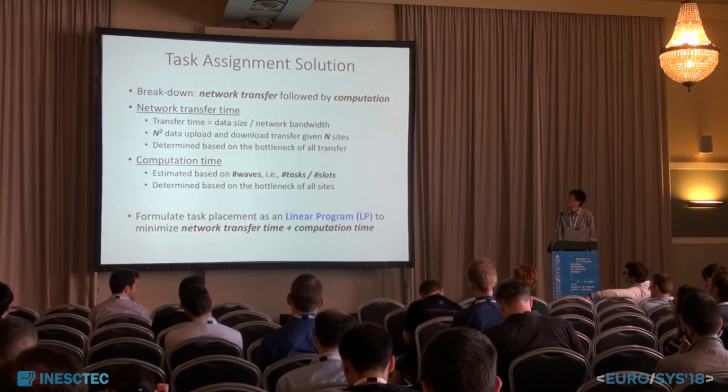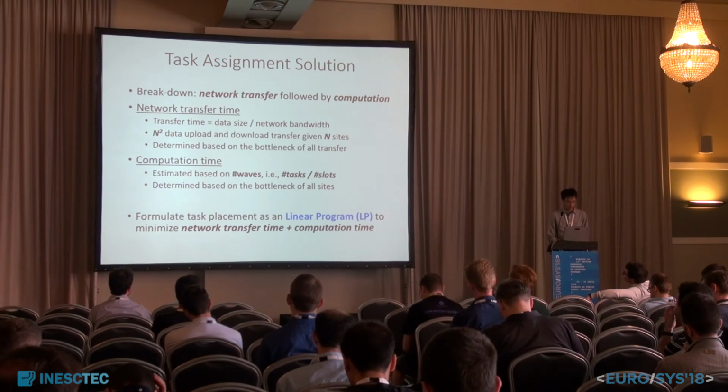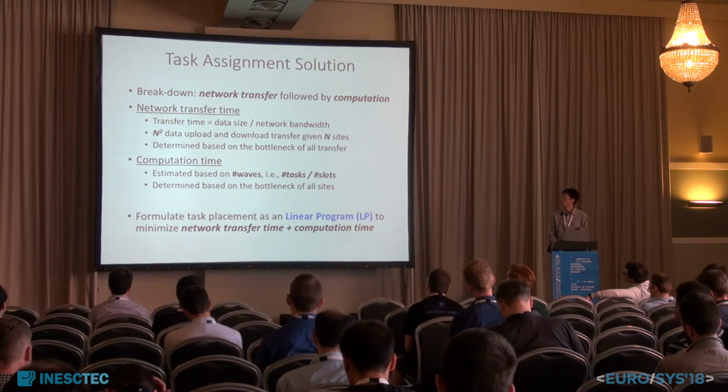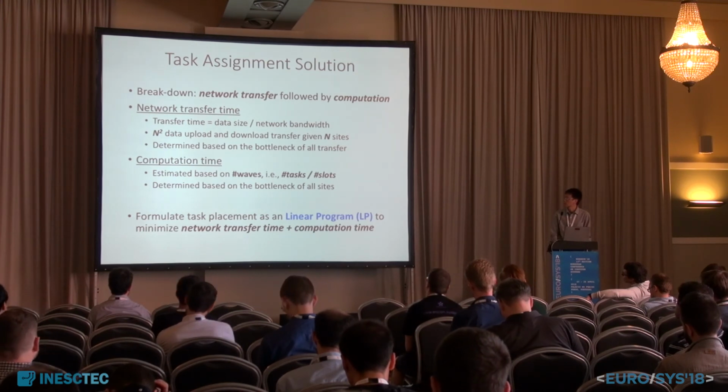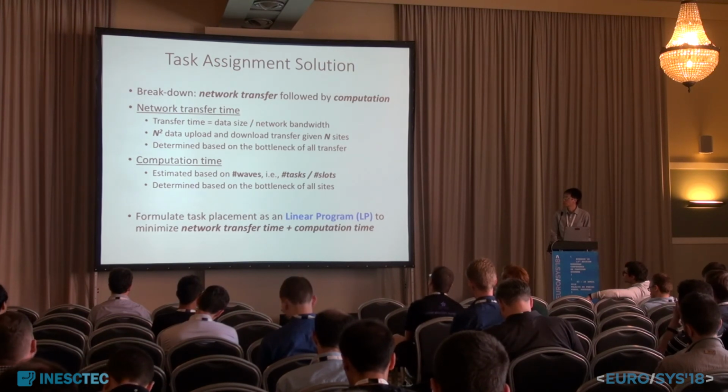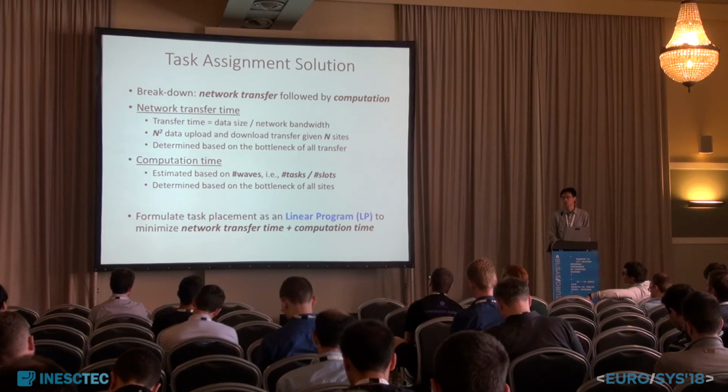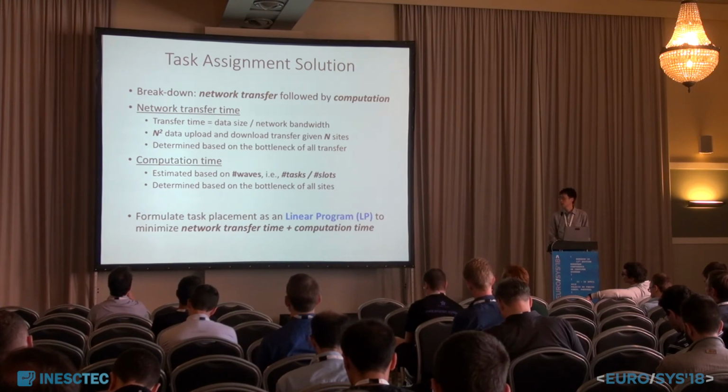So in our task assignment solution, we break down the total duration into network transfer time followed by computation time. The network transfer time is equivalent to the data size divided by the bandwidth. And given n sites in the architecture, we will have n squared data uploads and downloads. The overall network transfer time is determined by the bottleneck of all of the transfers. The computation time is estimated based on the number of waves to complete all of the tasks. The number of waves is defined as the number of tasks divided by the number of slots in each data center, and it is also determined by the bottleneck across all of the sites.